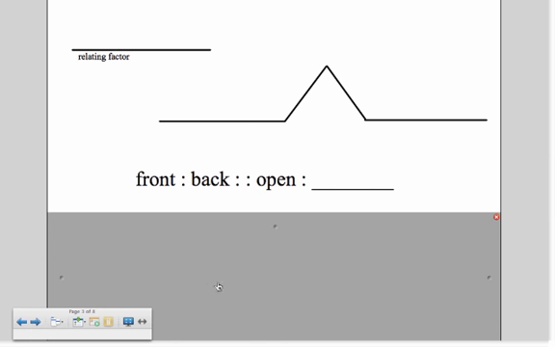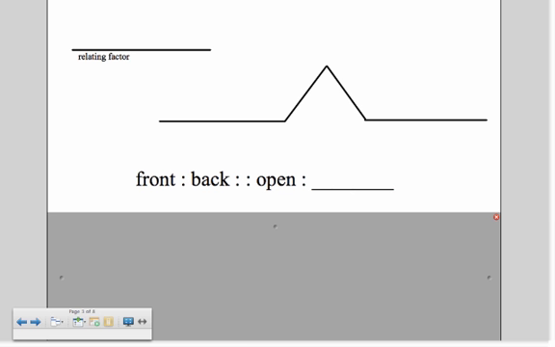A bridge map is one of our thinking maps, and the purpose of the bridge map is to help solve or identify similarities between relationships. So as we can see, we've got two sides with a link or a bridge in between those sides. Up here we've got a relating factor. That's where we think about the relationship of those words and write it down.